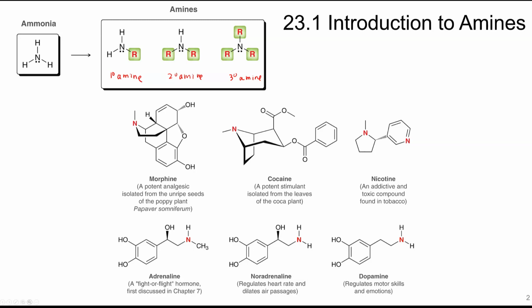Some of these are tertiary amines, which are the ones on the top. Those are all tertiary. These ones here are secondary amines. And the other thing that you'll notice, at least with morphine and cocaine, is that those are bicyclic. They have multiple cycles in the structure. So you may have recalled drawing those bicyclic compounds a while ago when we were doing Diels-Alder reactions.